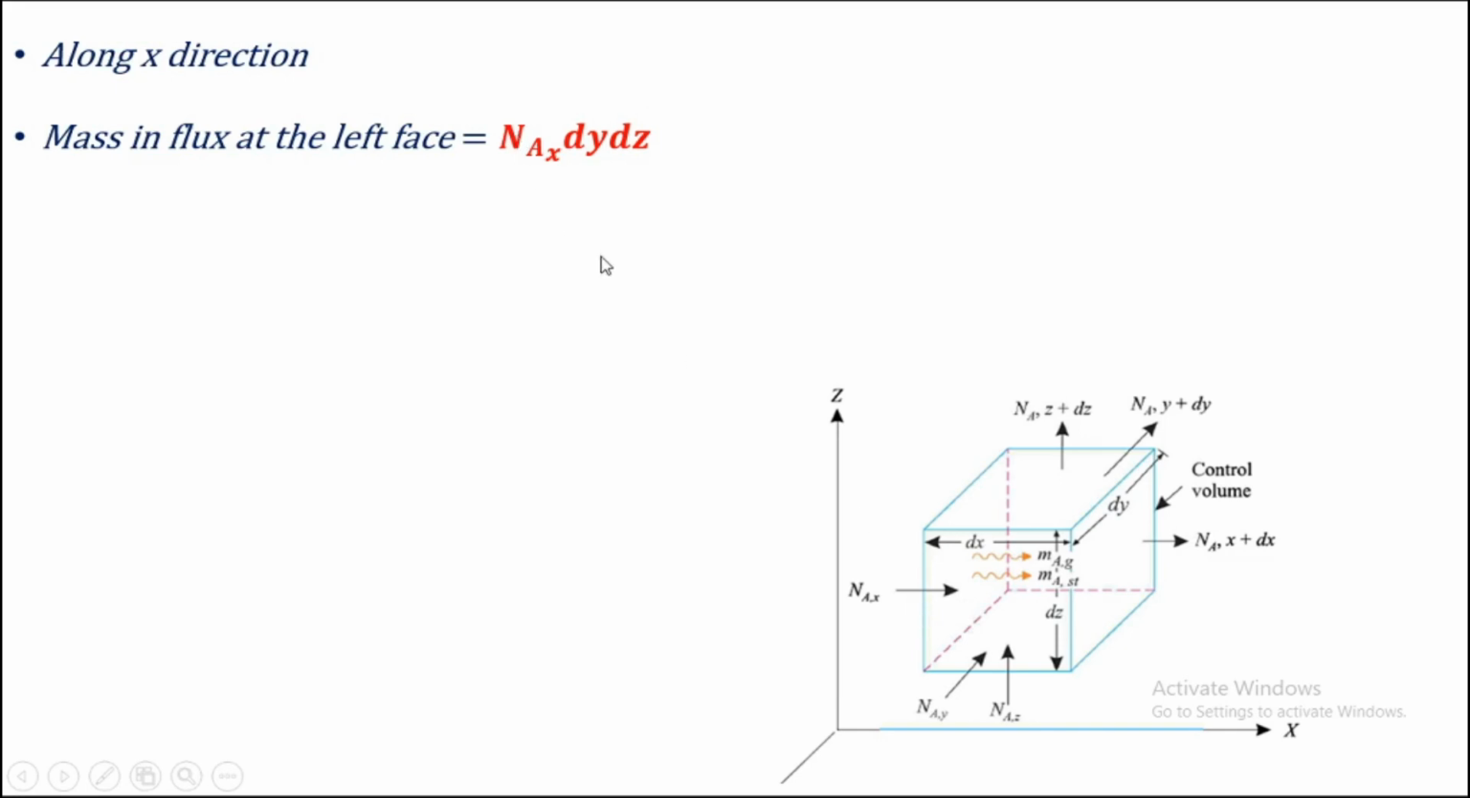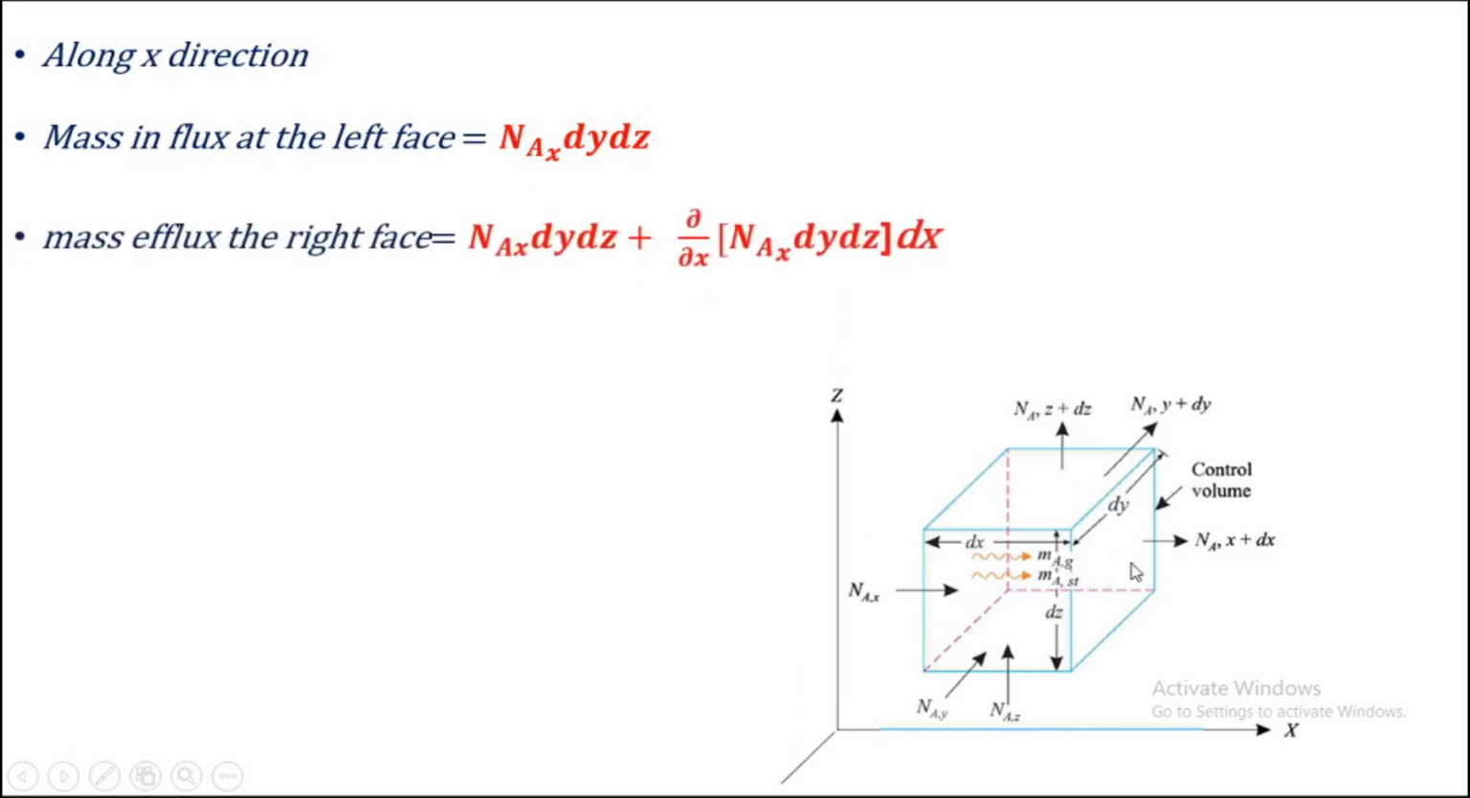In the same way, we have to calculate the mass leaving from the opposite wall in the x direction, given by NA at x plus dx. As per the Taylor series expansion, we expand this parameter up to the first order. It gives the term as shown here, that is, NAx dy dz plus dou by dou x of NAx into dy dz into dx. Now we have to rewrite this term by taking dy and dz as common parameters.